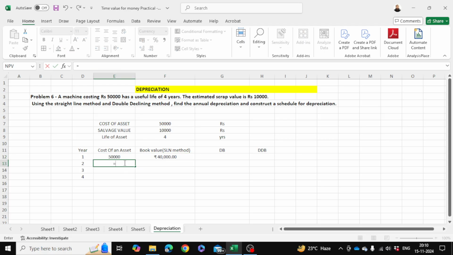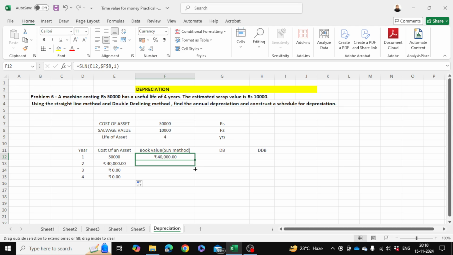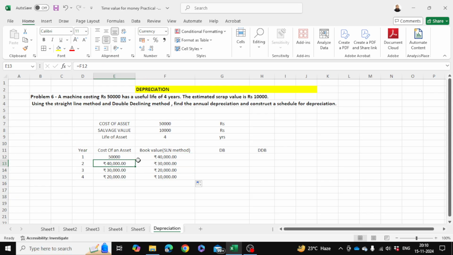Next year this value will be copied from this place, right? So now you are supposed to scroll it down. Then you scroll it down, right? So 40,000 will be taken as the next year's cost of an asset. Then again 10,000 will be reduced, it will remain 30,000, then 20,000, then 10,000. So this is the final value you are going to calculate, right?